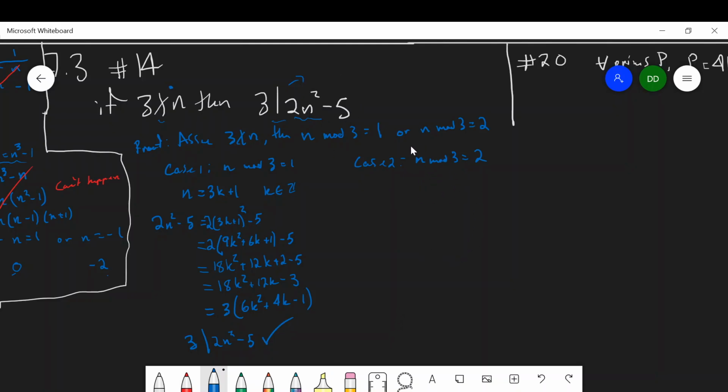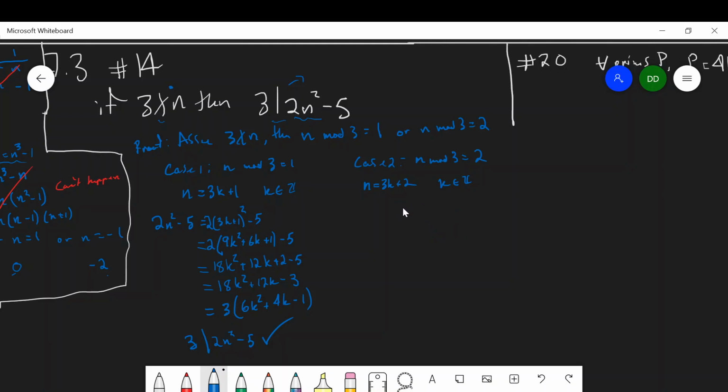Case 2, all right, well, what does this mean for n mod 3 to equal 2? That means I can write n as 3k plus 2 for some integer k. Notice here I can use k again because this is a totally separate case. I'm done with my argument in case 1. This is now a new world, a new universe where n is equal to 3k plus 2. In different cases, you can use the same variable across cases. It's fine. Sort of starting fresh.